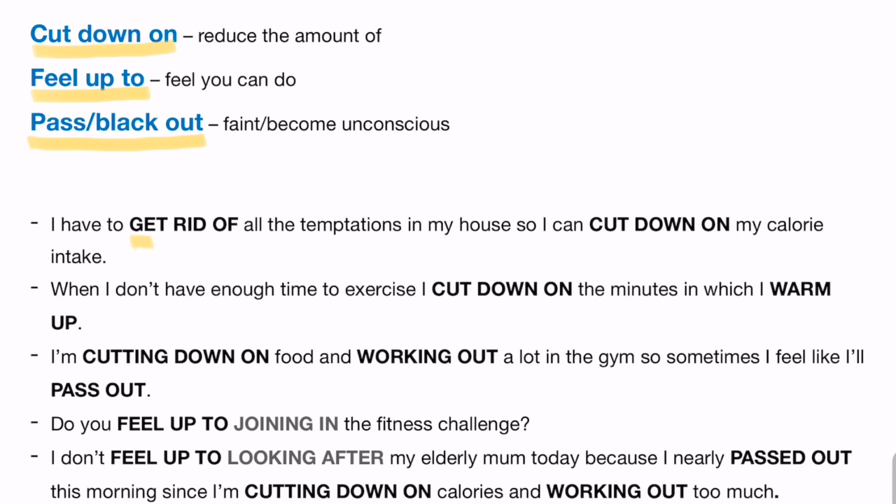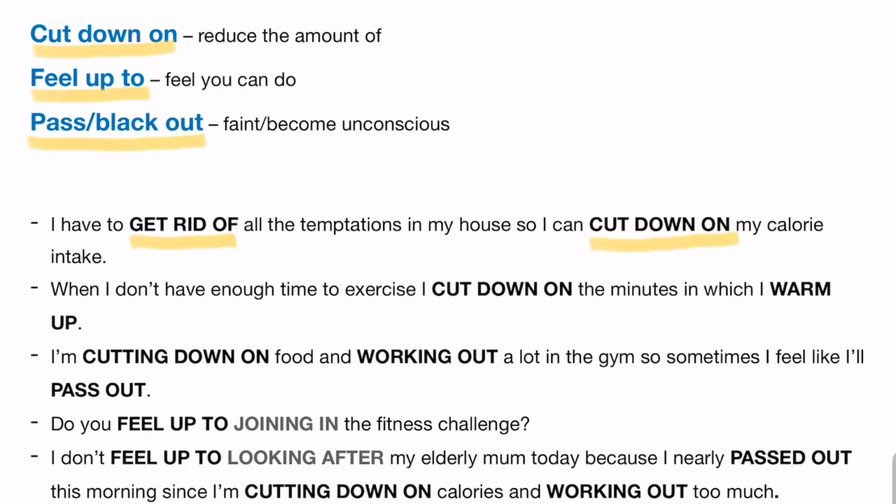I have to get rid of all the temptations in my house so I can cut down on my calorie intake. This means I have to eliminate everything maybe sweet or everything fatty and delicious that I have at home so that I can reduce how many calories I eat.